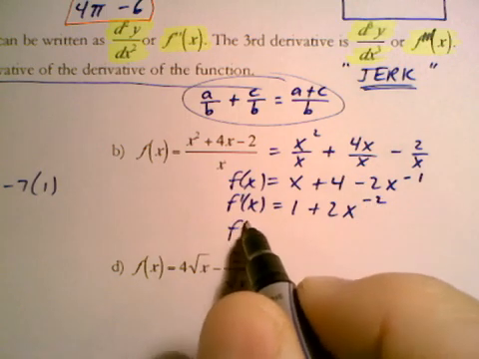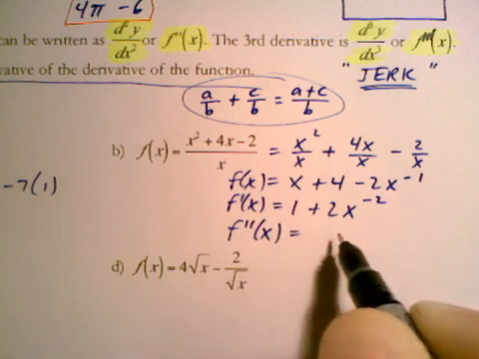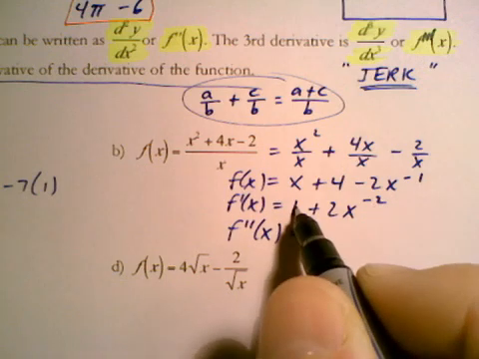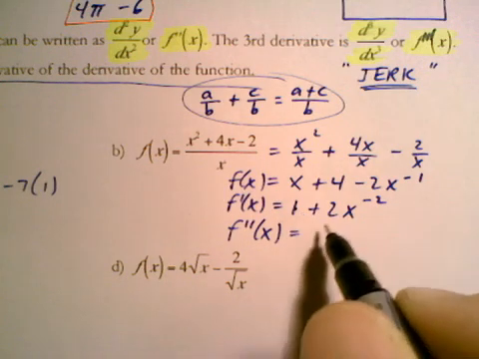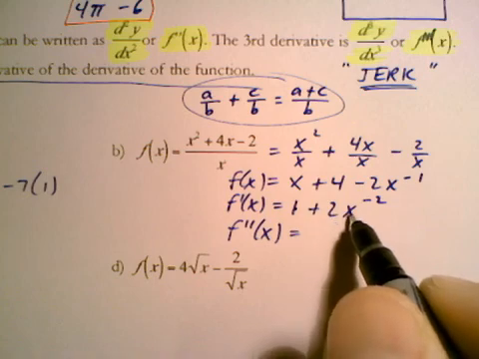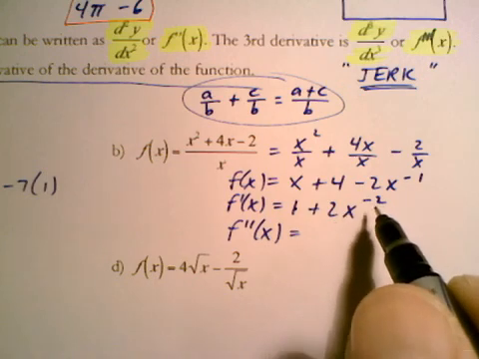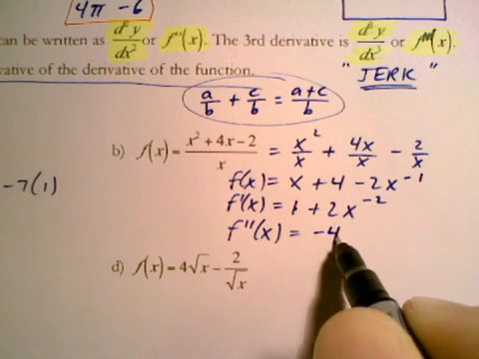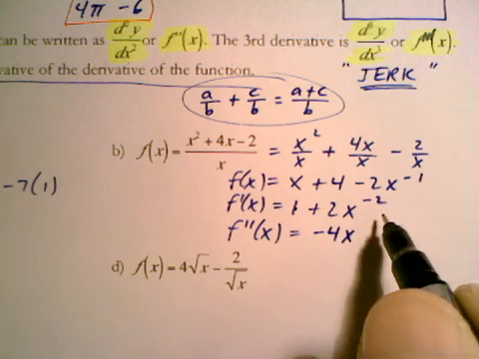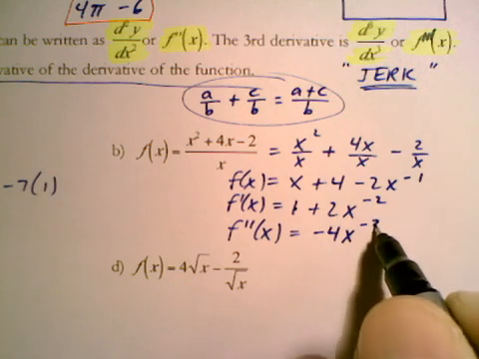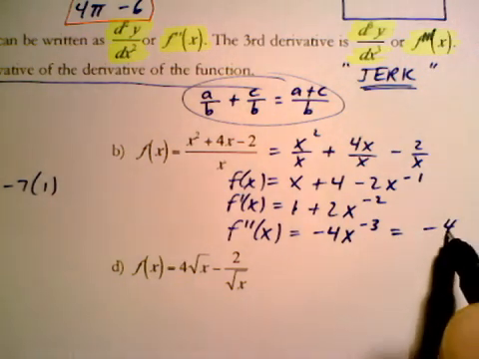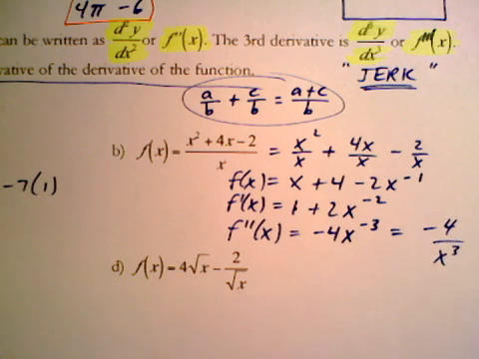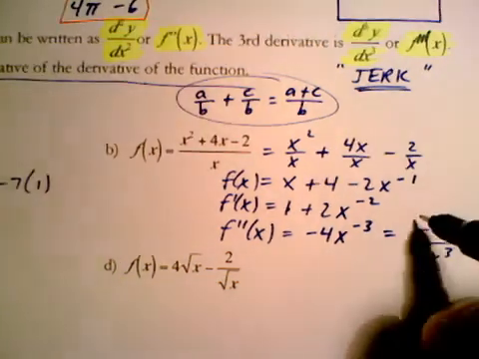And that's f prime. So we can easily find f double prime of x, which is just negative, the derivative of the 1 here is 0. And then the derivative of 2x to the negative 2 is negative 2 times 2 is negative 4 times x to the negative 2 minus 1, which is negative 3. We could clean it up if we want, write it with a positive exponent, and we can write it like that.